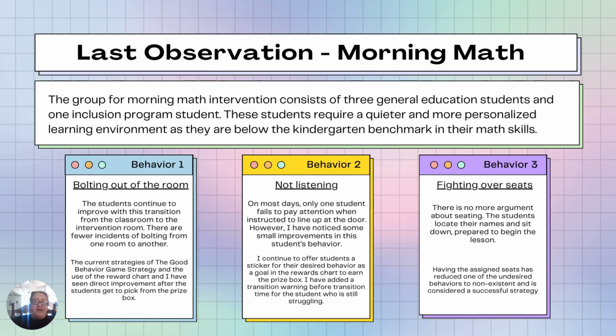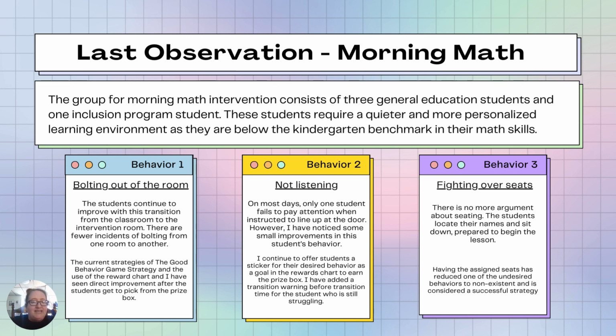My last observation of morning math. The students continue to improve on the transition of bolting out of the classroom. Fewer instances of bolting occur just randomly. Now, the current strategies of good behavior game and the use of the rewards chart have really helped out, especially after the students earned their first prize box choice.